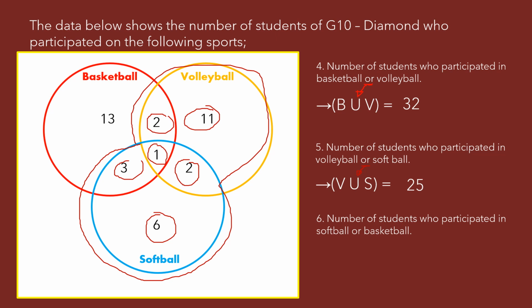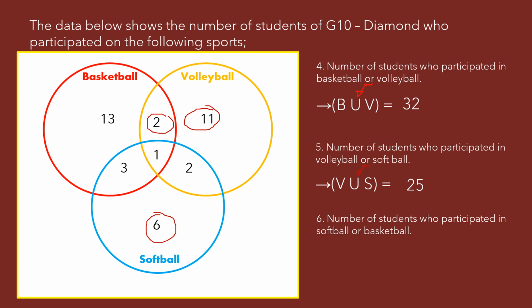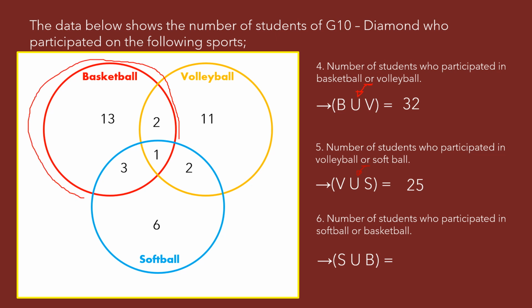Last one, the number of students who participated in softball or basketball. Again, the word or means union, so we may have the representation S union B. For union, we are going to use all of those elements or data within the region of softball and basketball. So we have 13 plus 2 plus 1 plus 3 plus 2 and plus 6, and the answer is 27. So that is how easy it is to determine the union between sets.